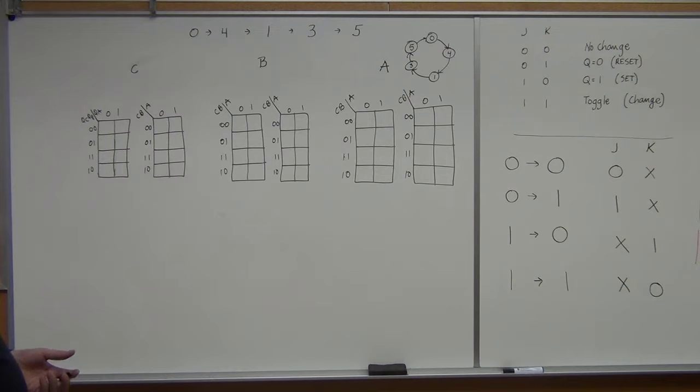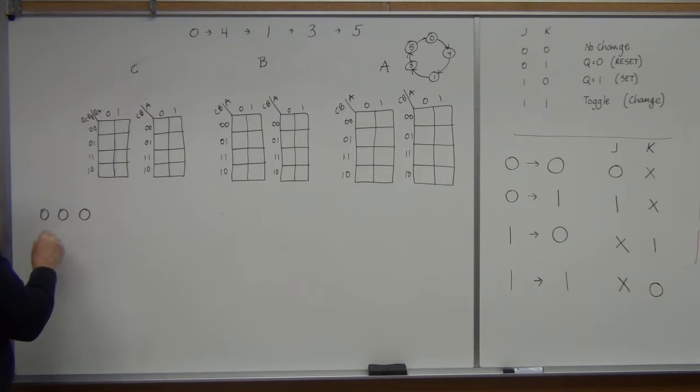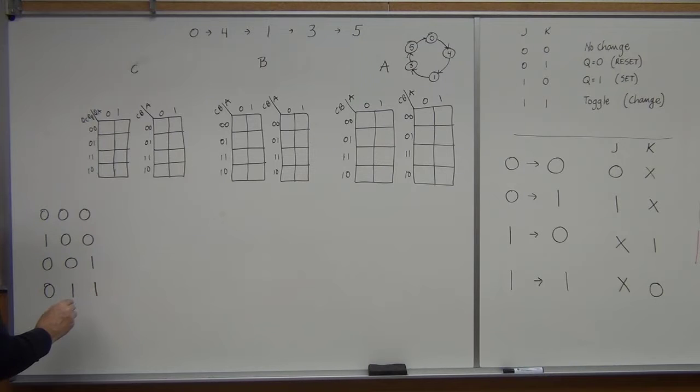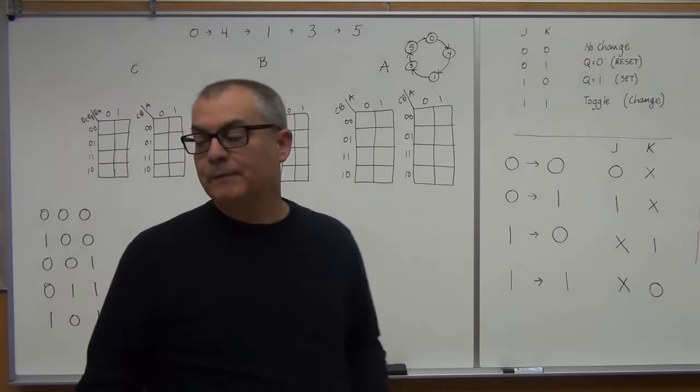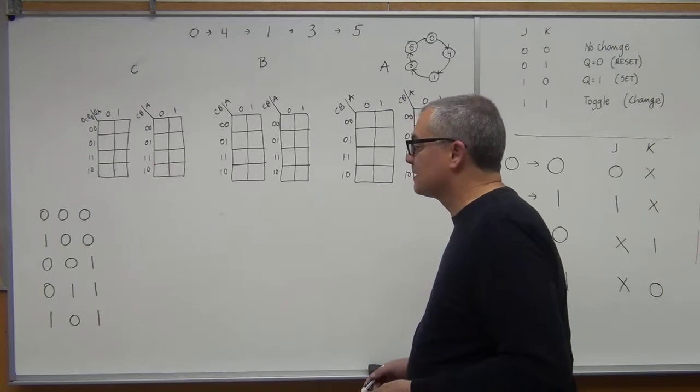Now the other thing we need is the count, and I'm just going to draw it out in binary because that will help us figure out what we're doing. So we're going to go 0, 0, 0, then 1, 0, 0 for 4, 0, 0, 1 for 1, 0, 1, 1 for 3, and 1, 0, 1 for 5. Okay, and that's all we need, because there's 5 states.